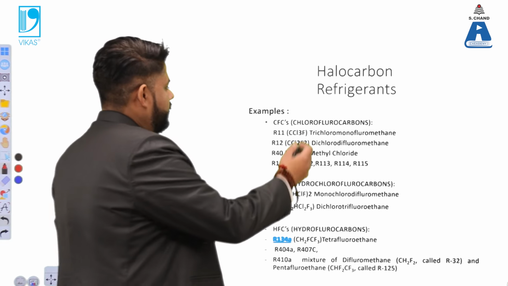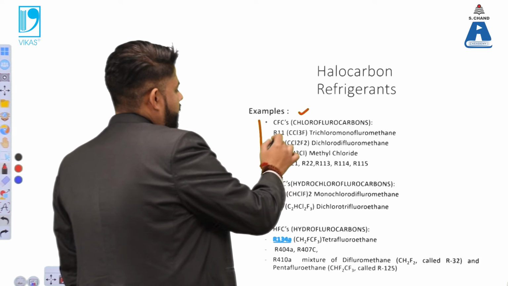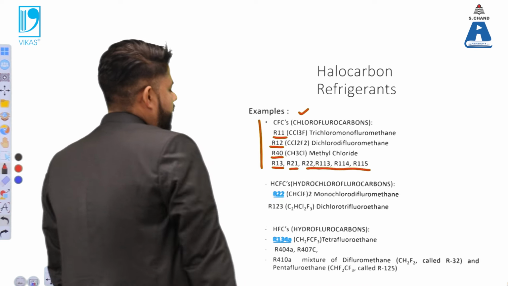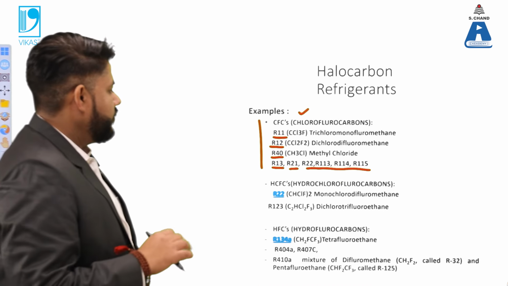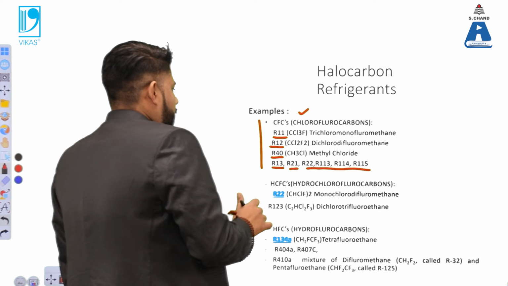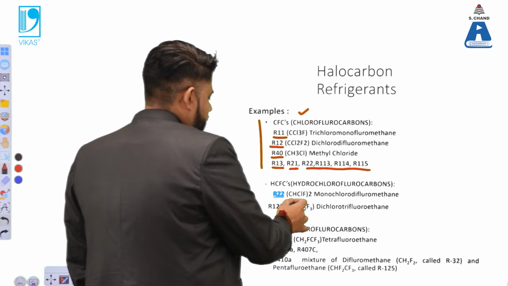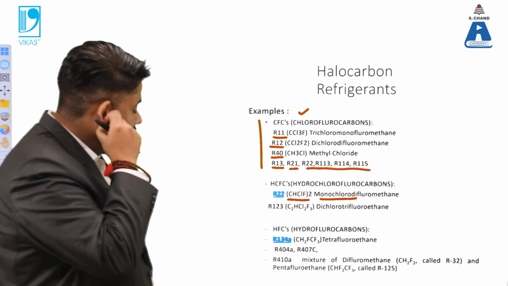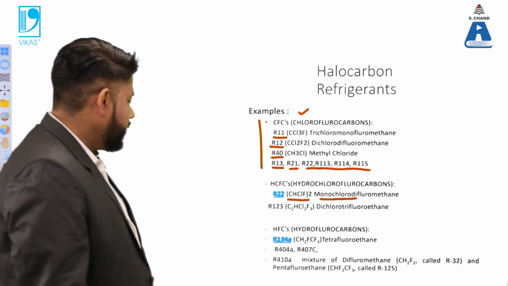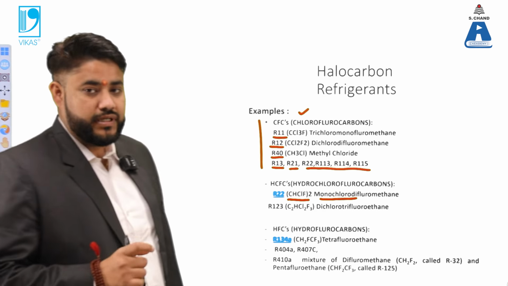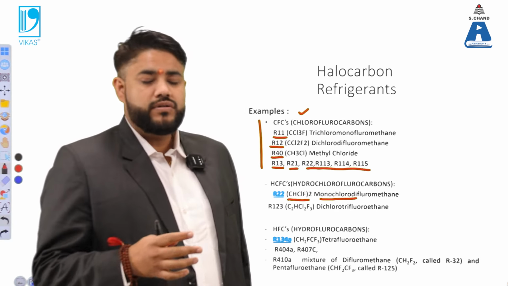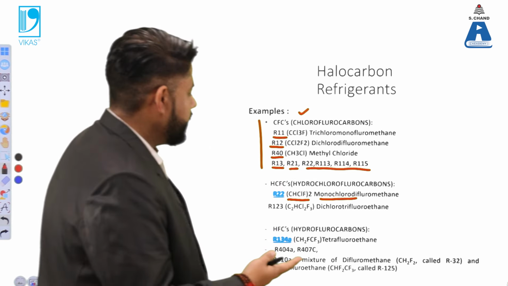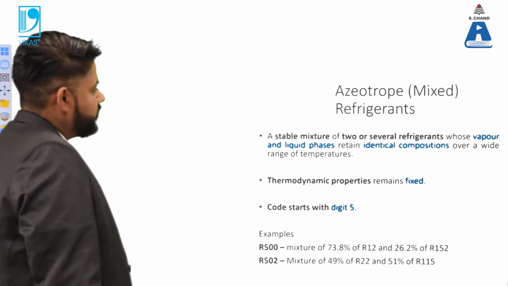Then halocarbons have examples like CFCs such as R11, R12, R40, R132, R122. So these are certain gases which are categorized under this particular head, and the names are listed on the presentation. You can see that R134a is that refrigerant which is used in the majority of industrial practices, and it does not harm the ozone layer, as I have illustrated with the help of the structure which is already there.